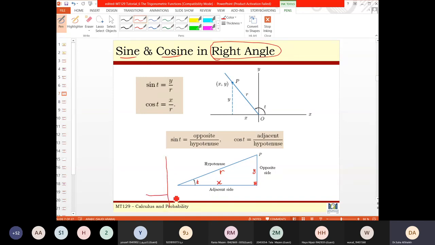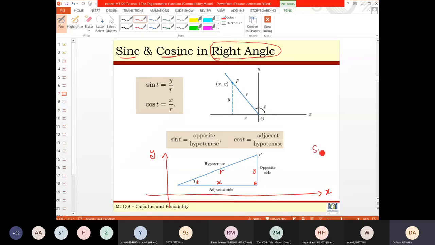Now, to easily imagine what's happening, this is my X axis and this is my Y axis. What goes with the X, I call X. What goes with the Y, I call Y. You got that? Whenever I have a right angle triangle, what is opposite to the 90 degree angle I call the hypotenuse, R. What's opposite to the angle that I have, I call the opposite, Y. And what is adjacent to my angle, I call X, which is the adjacent side.